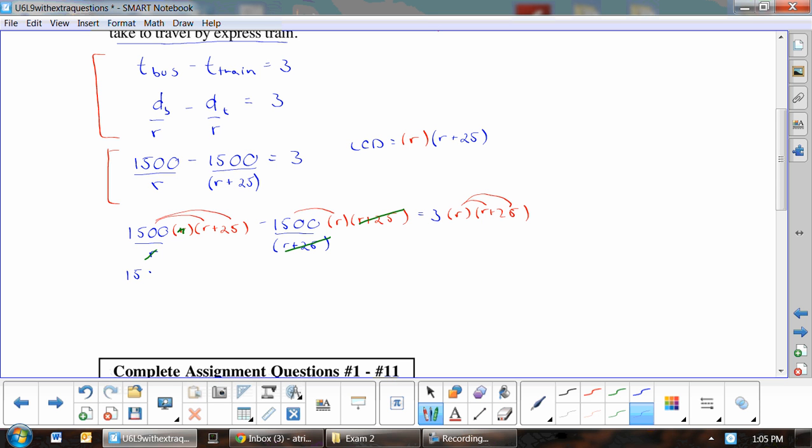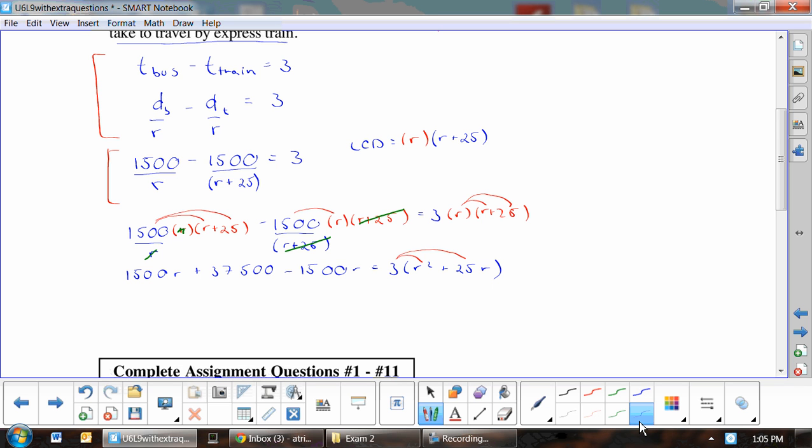So we get 1,500R plus 37,500 minus 1,500R, R squared is 25R. Okay, so I'm going to simplify everything that's on the left, and then on the right, I'm just going to distribute this 3.